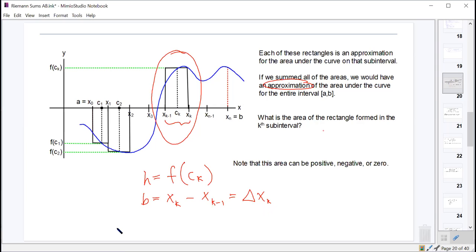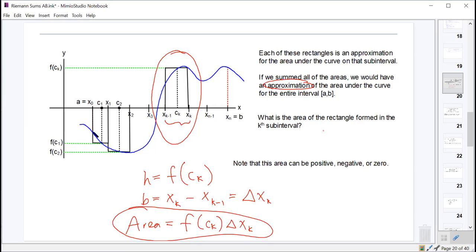Yeah. Okay. So the area of any of these rectangles is f of c sub k times delta x sub k. And what we want to do is sum together all of these areas from the first rectangle, where k is 1, right? So f of c sub 1 times delta x sub 1, that'd be the area of this rectangle, plus f of c sub 2 times delta x sub 2, that'd be the area of the next one, and f of c sub 3 times delta x sub 3 would be the third one, and so on. You guys all agree with that? Yeah. Or no? Yeah? Okay.